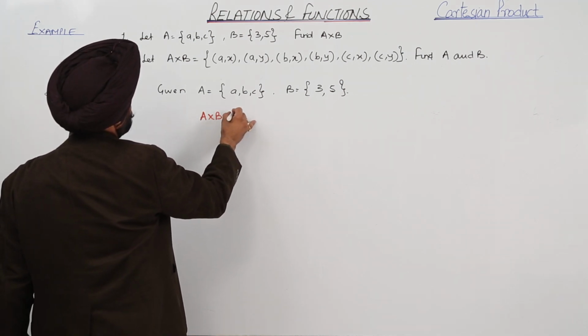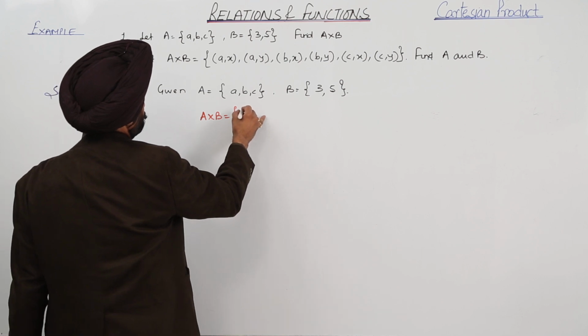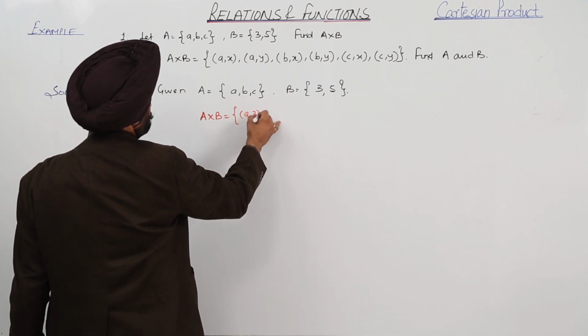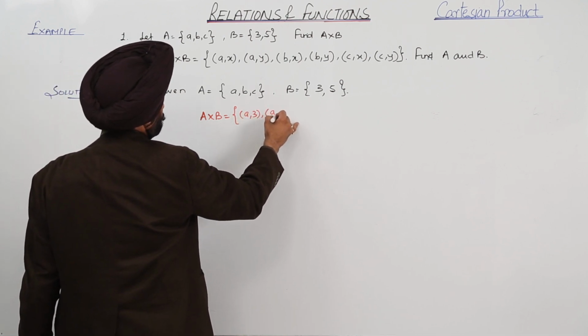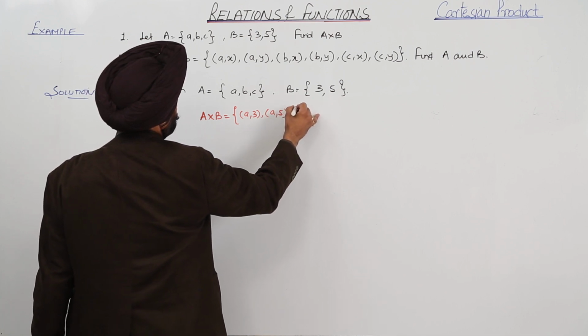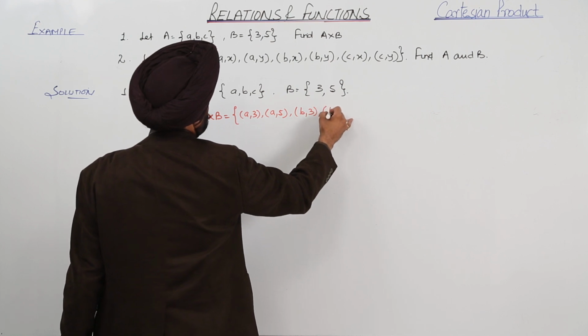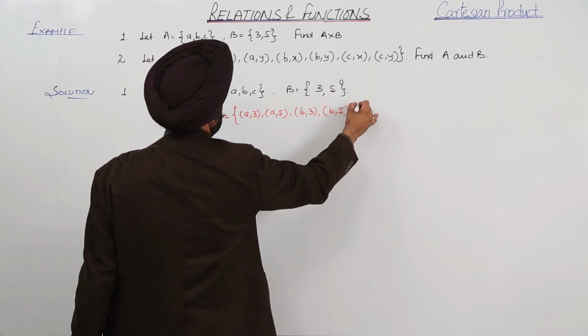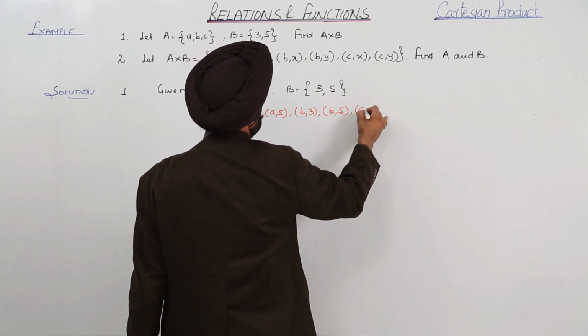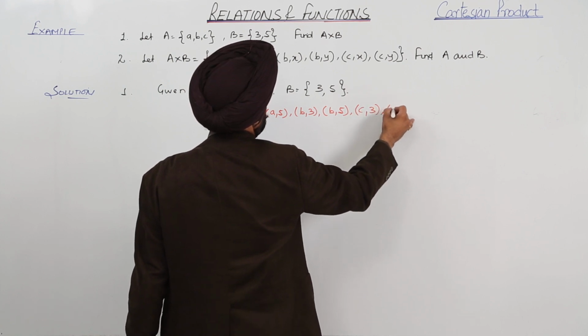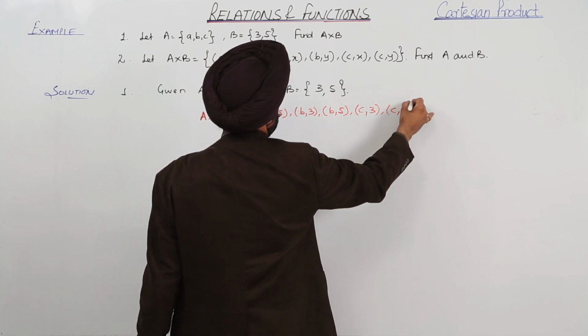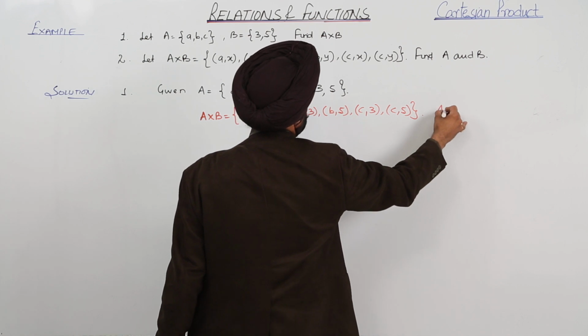A cross B is equal to A, 3, A, 5, B, 3, B, 5, C, 3 and C, 5. Answer.